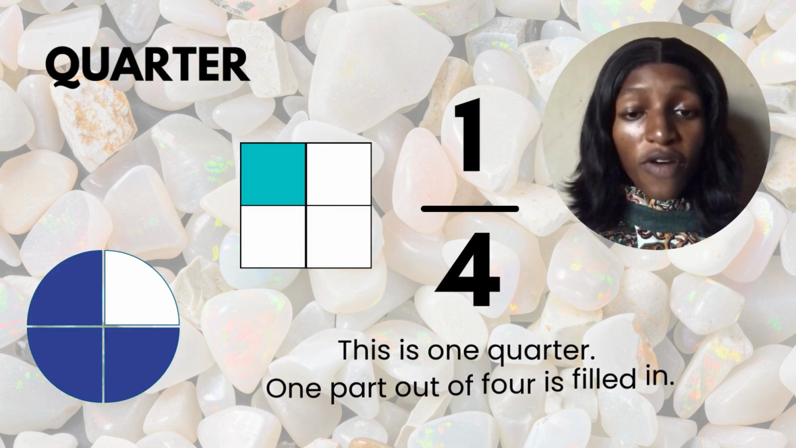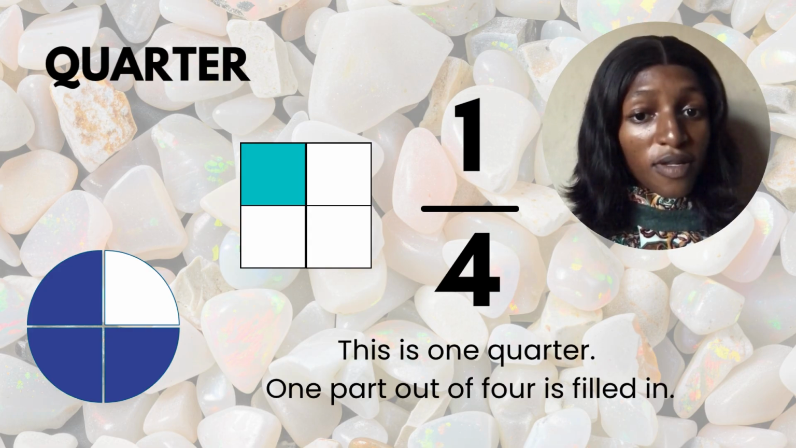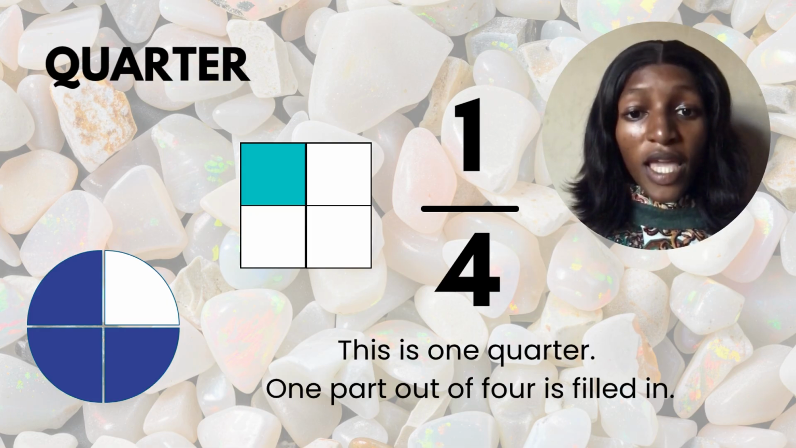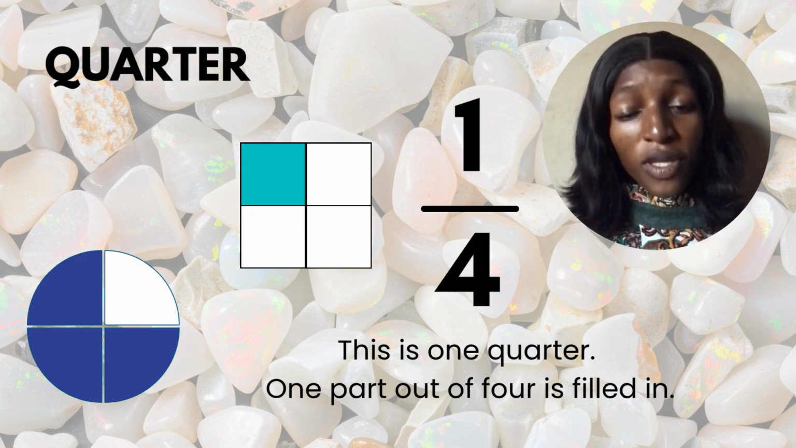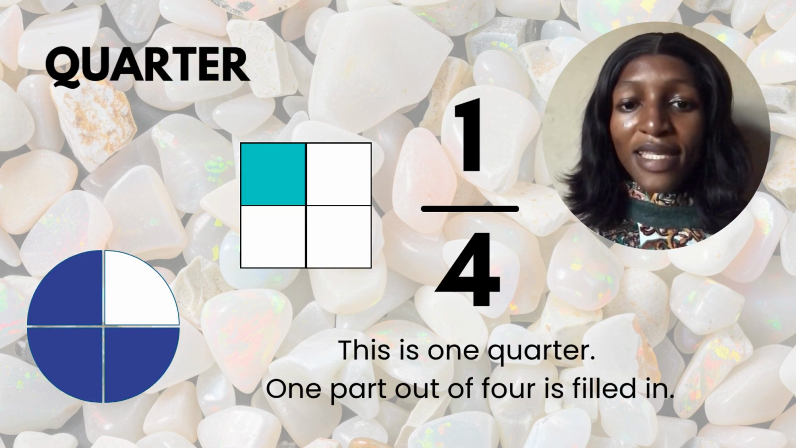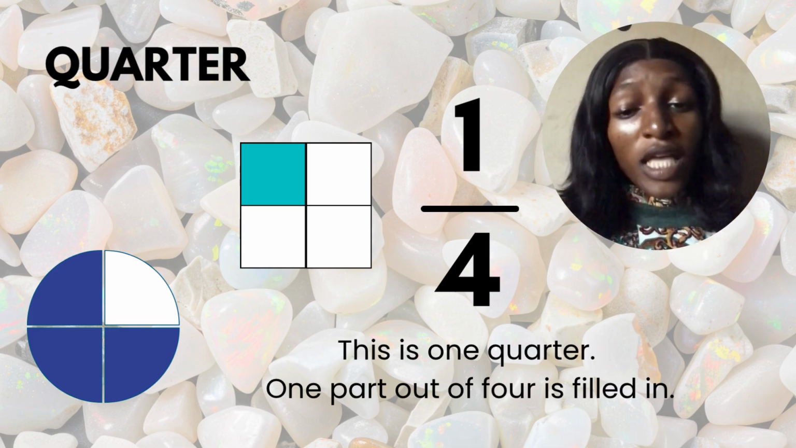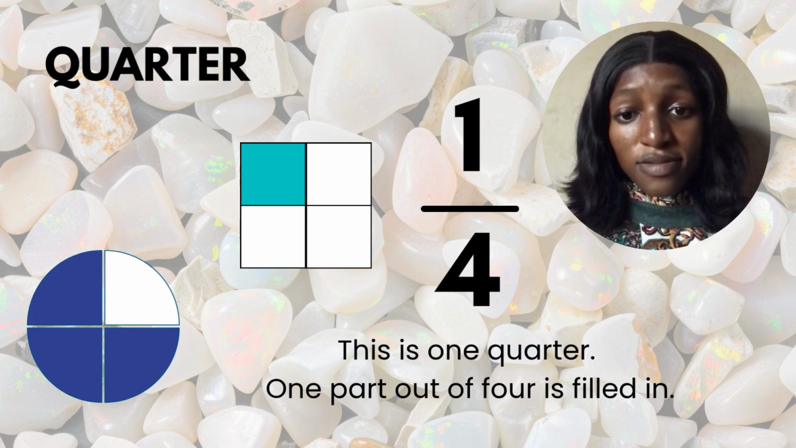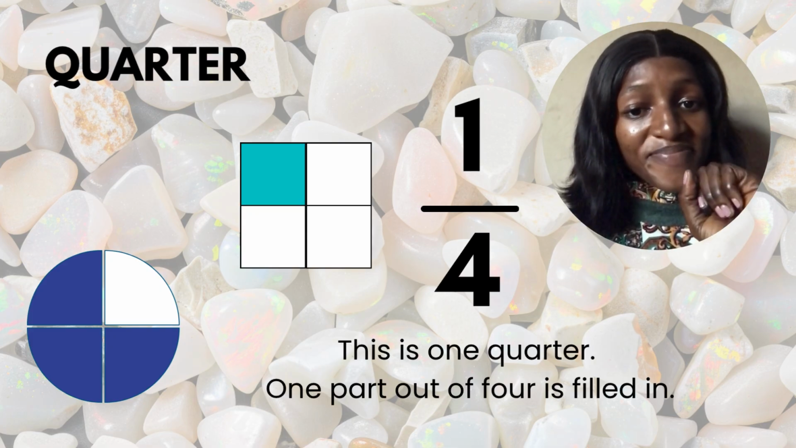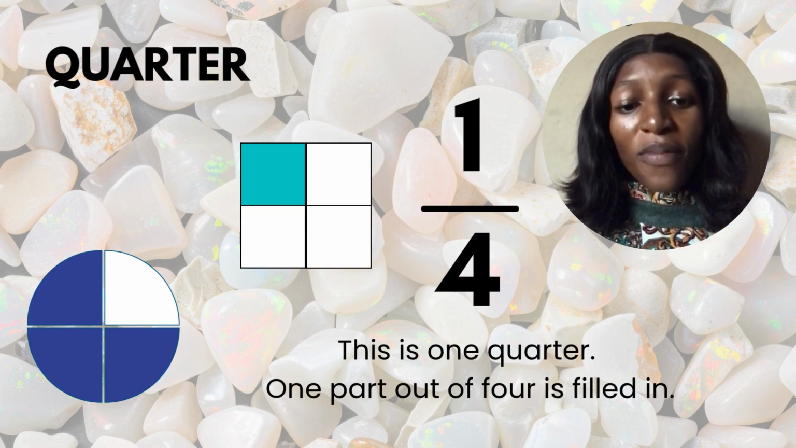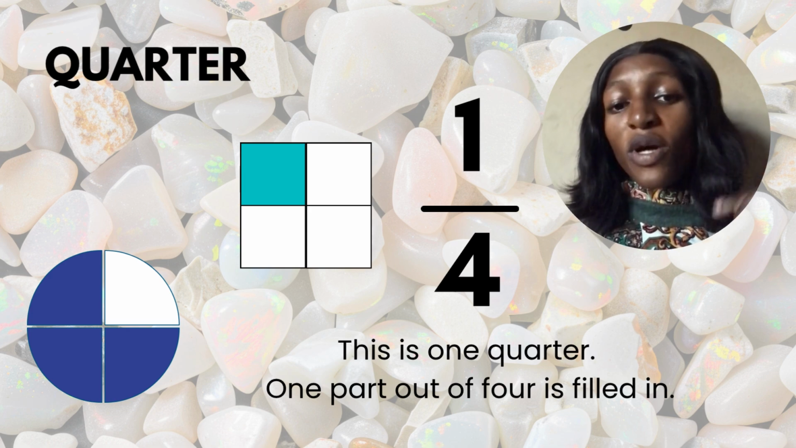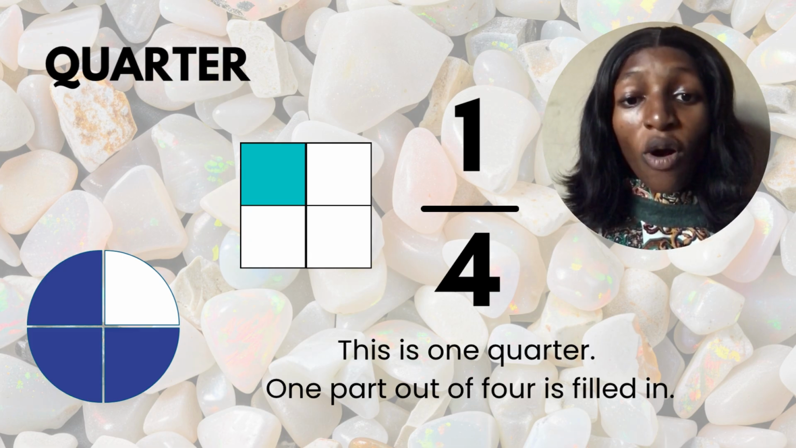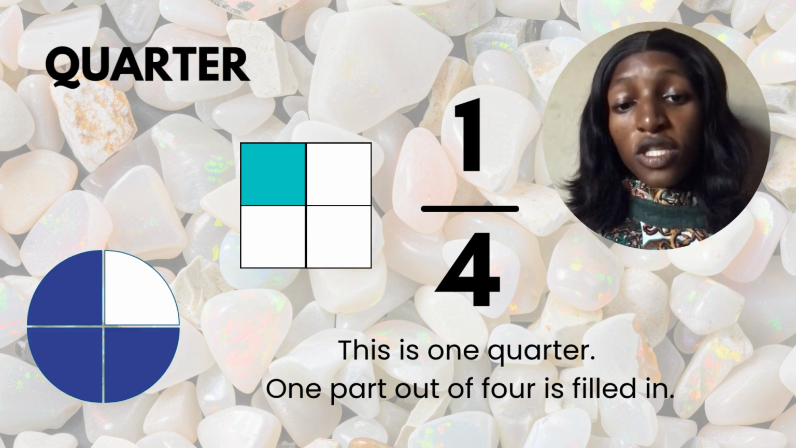Then we have 1 over 4, which is called a quarter. Look at this shape. This circle is a whole split into 4. And I took 1 from the 4. So the one I took there is the numerator. And the whole is split into 4, which is the denominator.